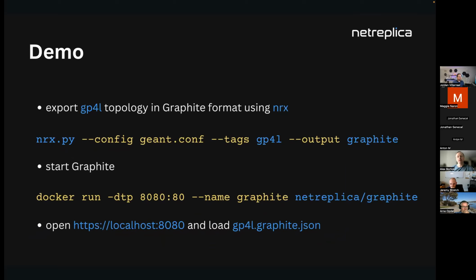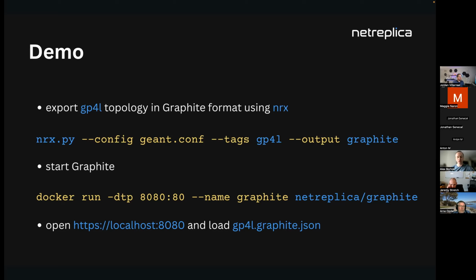To run the demo, essentially, there is one command that you run to extract data, which is the NRX Python script, and you give it a configuration file, which basically tells where NetBox is and what the API key is. In this case, I'm going to be using a tag to filter devices with the tag GP4L, and tell it that I want to see the output as Graphite. Then there is a way to start the Graphite visualizer as a Docker container. It has a web interface, and you will see the topology. All right.